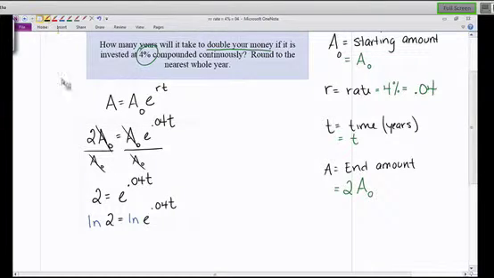So this is what we're going to have now. We're going to have ln 2 is equal to 0.04t. Our power is moved in front of our log, and ln of e is going to equal 1. So you're basically just multiplying this by a 1.